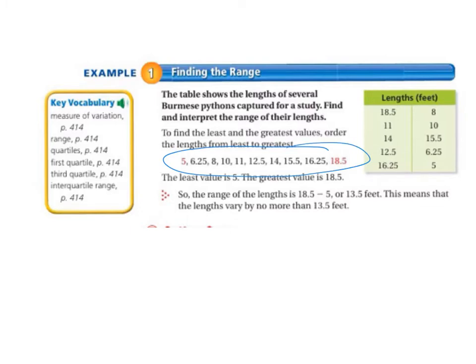And then the least value is 5. The greatest value is 18.5. So the range of the lengths is 18.5 minus 5, which equals 13.5 feet. This means that the lengths vary by no more than 13.5 feet.